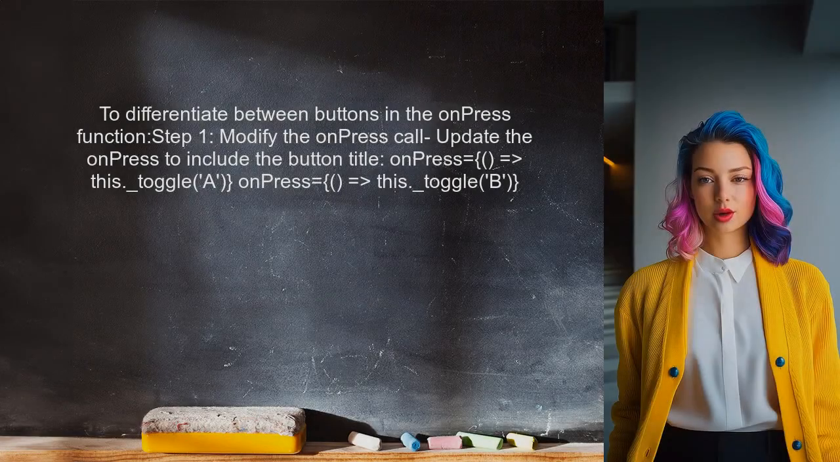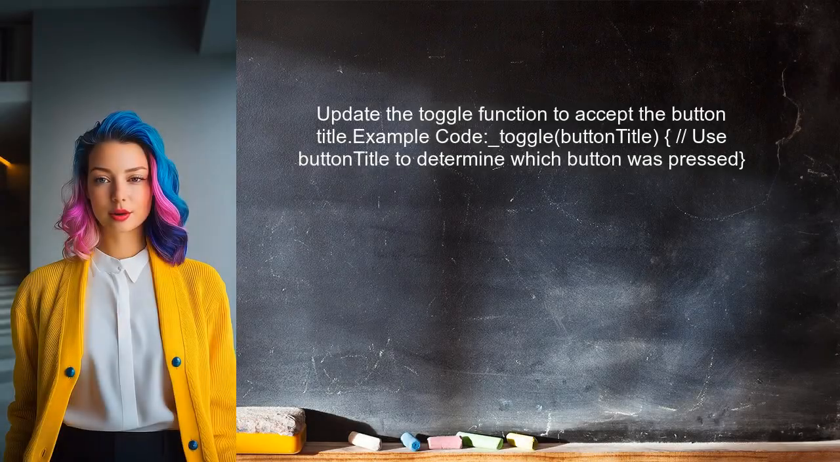To differentiate between the buttons in the onPress function, the user can pass an additional parameter to the callback. This parameter will identify which button was pressed. Next, the user should update the toggle function to accept this new parameter. This will allow the function to know which button was pressed.